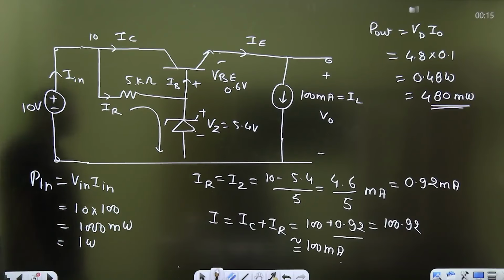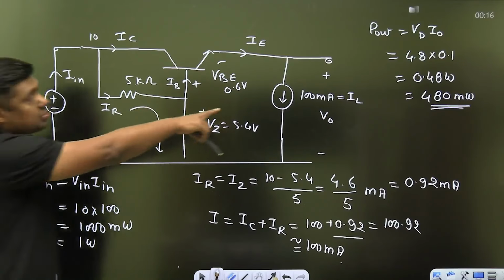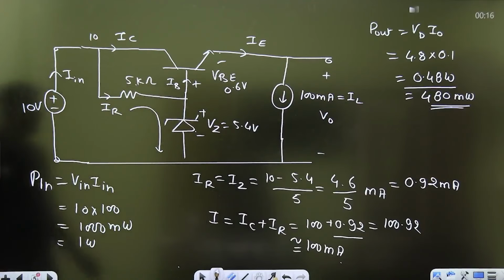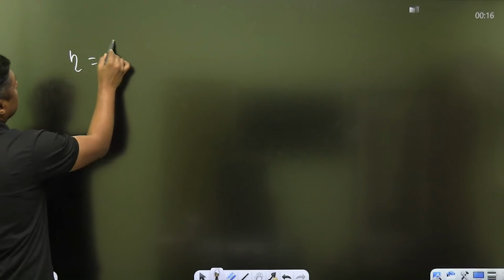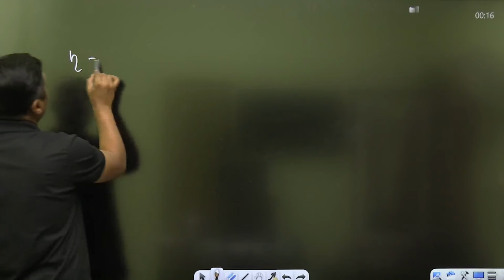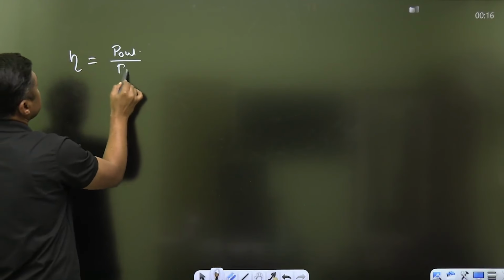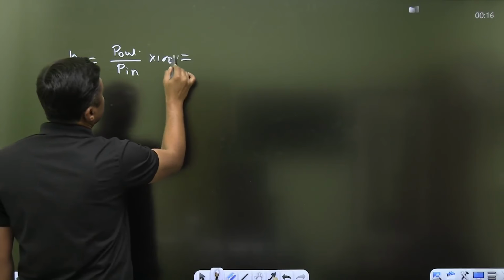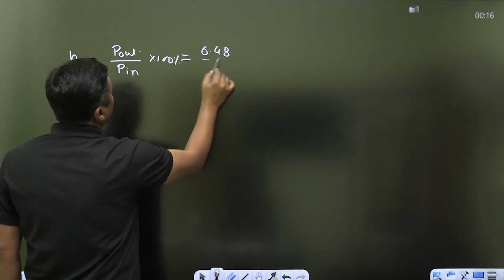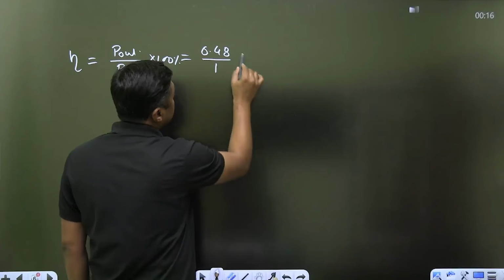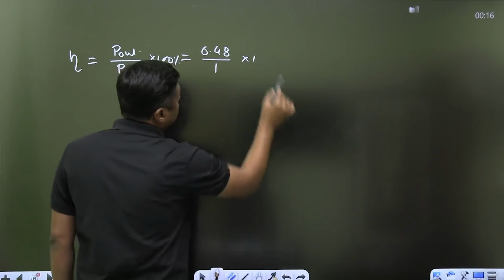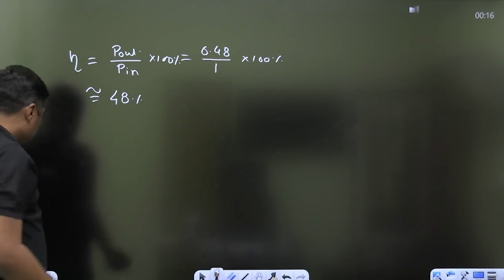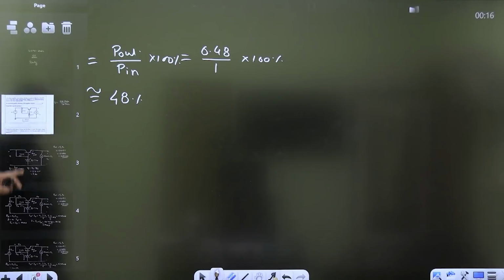Now what is the efficiency, guys? P out upon P in into 100%. So P out is 0.48, P in is 1 watt. 0.48 upon 1 into 100 means nearly equal to 48%. And that is the answer for this question, guys.